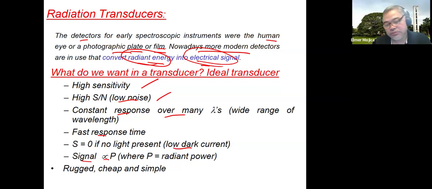Okay? Now, in addition to this, many real transducers exhibit a small constant response known as dark signal in the absence of radiation. An instrument with a transducer that produces a dark signal is often equipped with a compensating circuit that reduces the dark signal to zero. Now, you want it to be rugged, cheap, and simple.